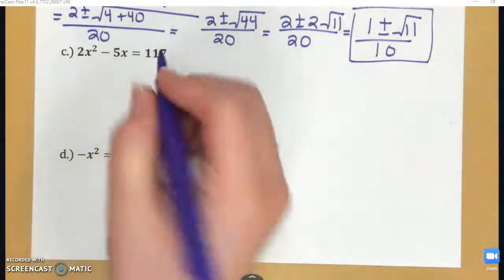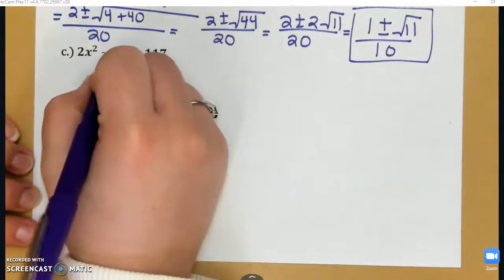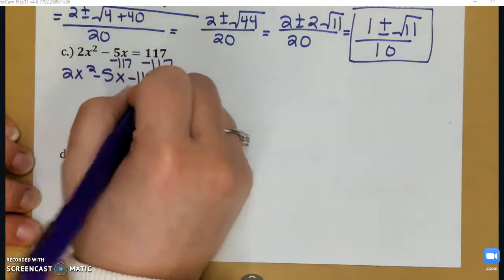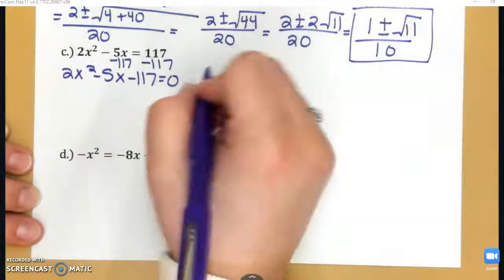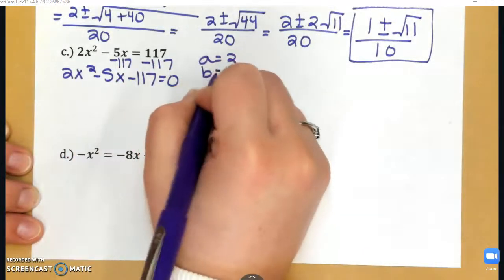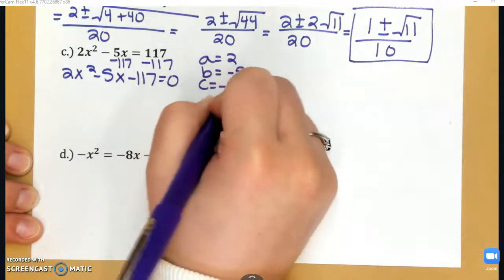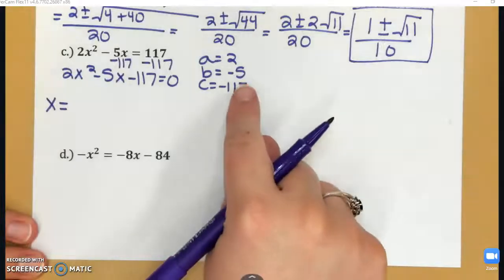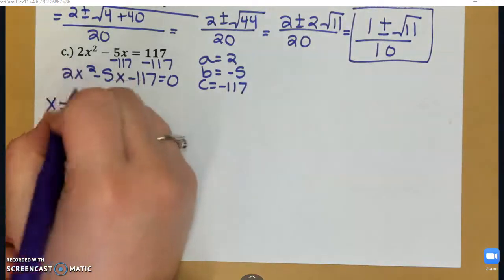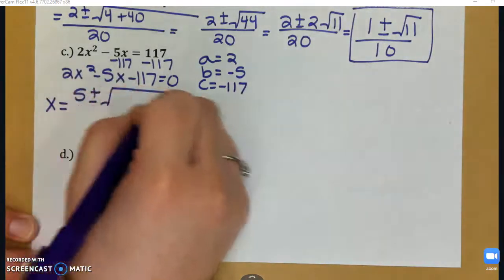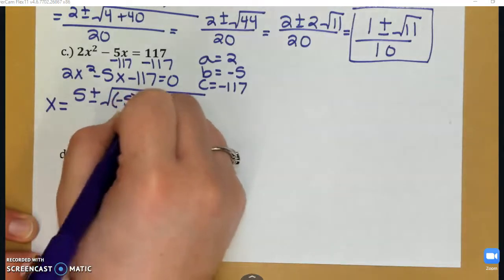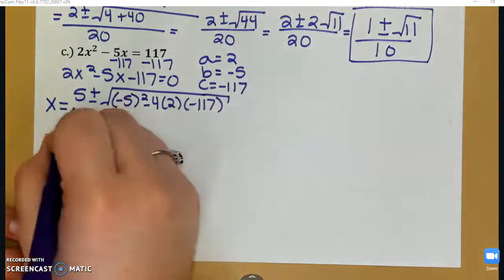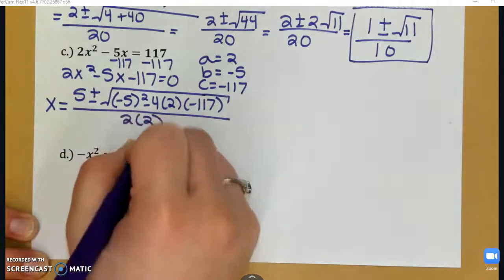Okay, on to example C. I do need to move that 117 over so that my equation is in standard form. And now I'm ready to identify A, B, and C. A is 2. B is negative 5, C is negative 117. So x is going to be negative b. If b is negative 5, negative b is going to be positive 5, plus or minus the square root of negative 5 squared minus 4 times 2 times negative 117, all over 2 times 2.